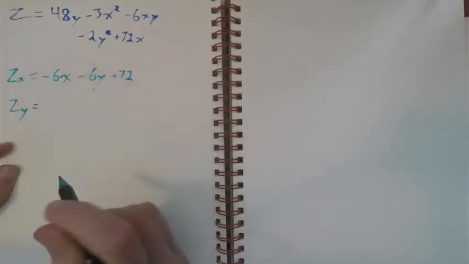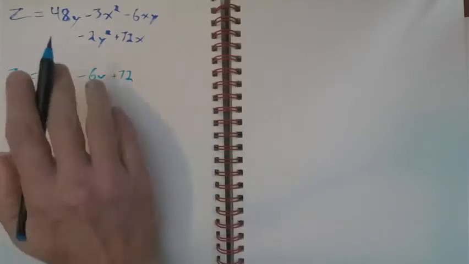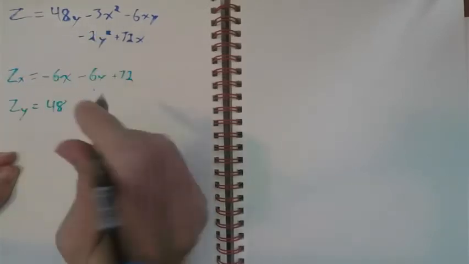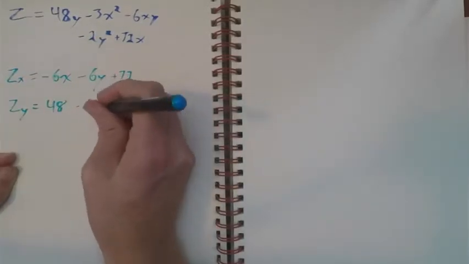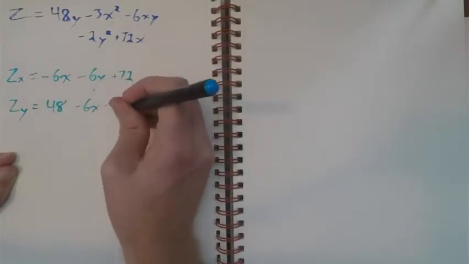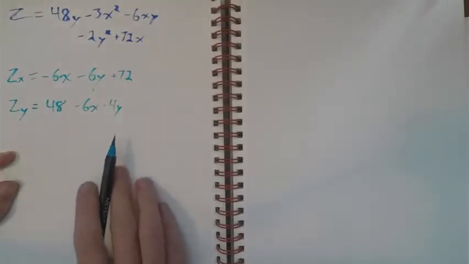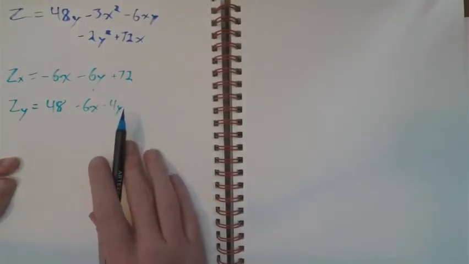zy, what have we got? We've got a 48. No y here, minus 6x, minus 4y, and then a 0. All right, so with this, we can find some critical points.